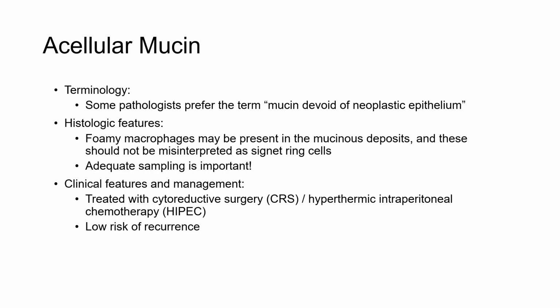Adequate sampling is important because this is going to behave more aggressively if it's cellular mucin as opposed to acellular mucin. In terms of treatment, this is typically treated with cytoreductive surgery, as well as hyperthermic intraperitoneal chemotherapy, which is referred to as HIPEC, and this has a low risk of recurrence if it is truly acellular.